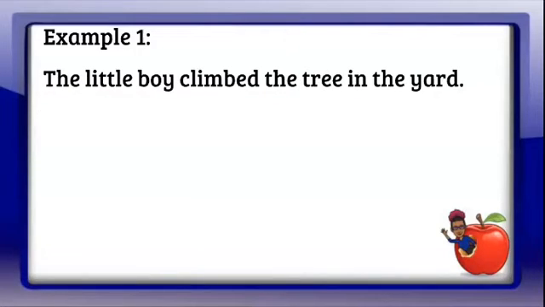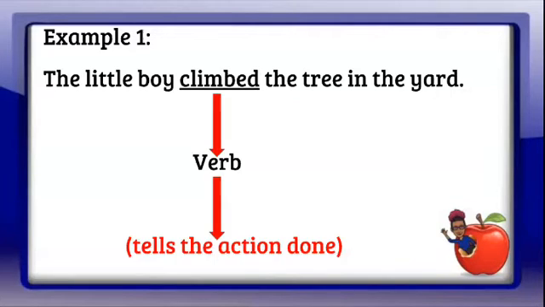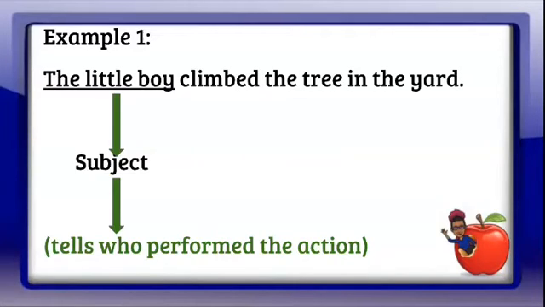So our first example: the little boy climbed the tree in the yard. So let's use our steps. So step 1, we find the verb. It tells the action done. So that is climbed. Step 2, we find the subject, the little boy. Now the subject from previous lessons tells who performed the action.